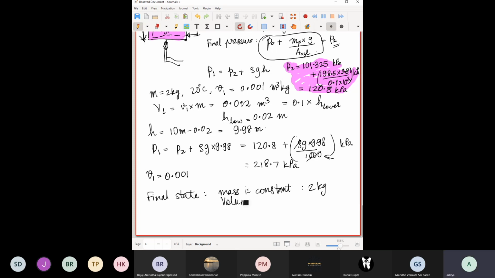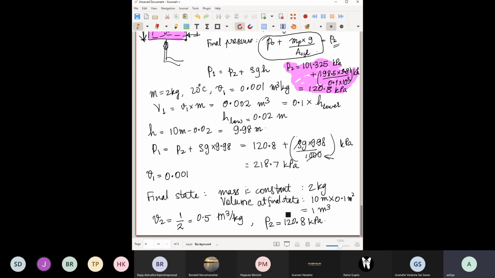Volume at the final state will be how much? The volume of the cylinder is 10 meter times 1 meter square, that is 1 meter cube. So the final state will have a specific volume of 1 over 2, that is 0.5 meter cube per kg. This is the final volume. And what is the final pressure? The final pressure is P2, which is 120.8 kilopascal.